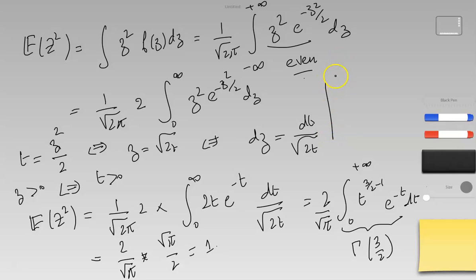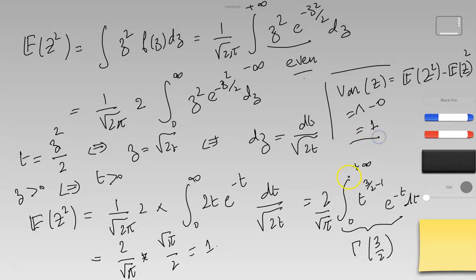Okay, that's all. To conclude, the variance of Z is equal, we said, to the expectation of Z squared minus the expectation of Z, squared. This is equal to 1 minus 0, equal to 1. Okay, thank you.